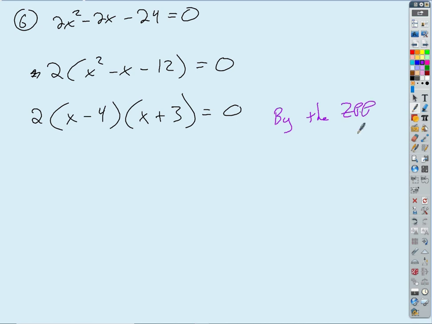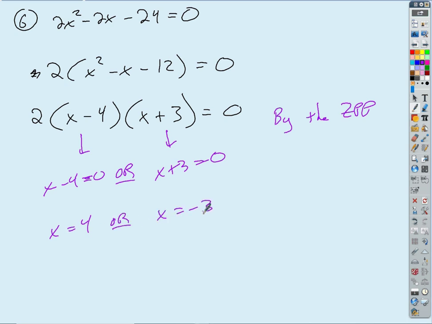So by the zero product property, we know that either x minus 4 equals 0 or x plus 3 equals 0, right? So what are my solutions? x equals 4 or x equals negative 3. Oh, I remember that. Okay? Just ringing a bell?